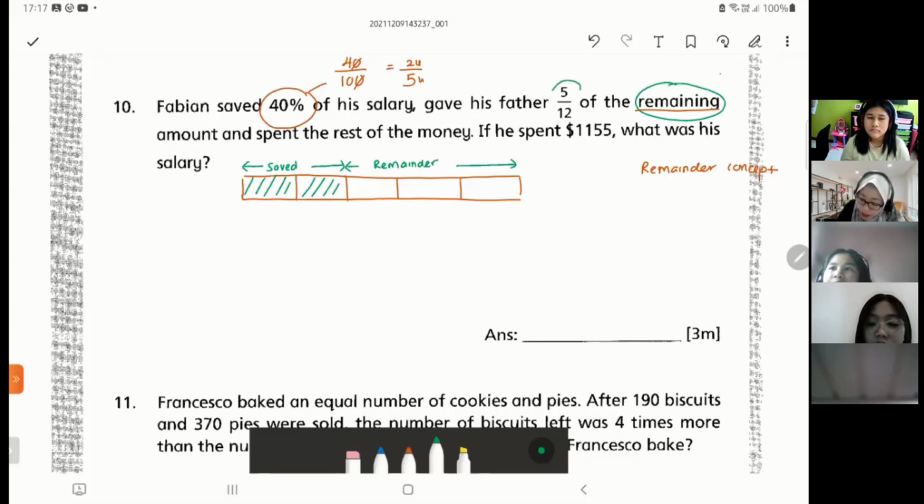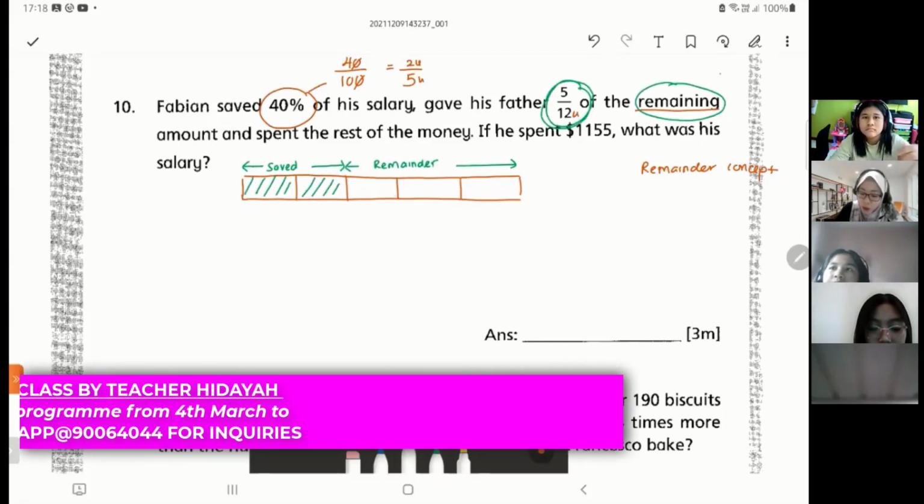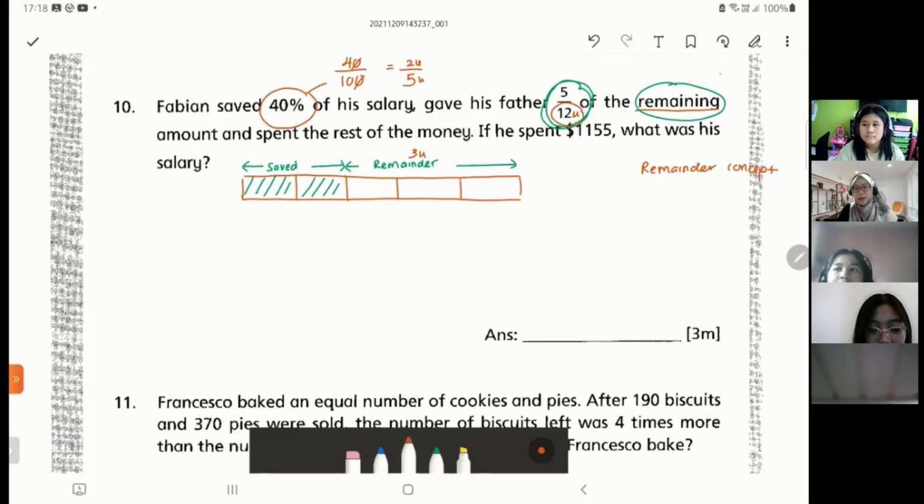If I look at the fraction, it is out of how many parts? 12 units. This one here is 3 units. This one is 12 units. Are they the same? Not the same. Can I make it the same? I can. By cutting it up to make it into 12, which means I need to times it by 4. So I need to cut it into 4 equal parts each.